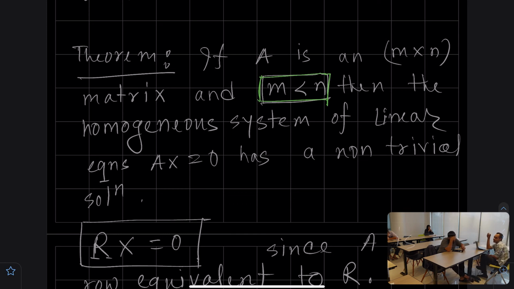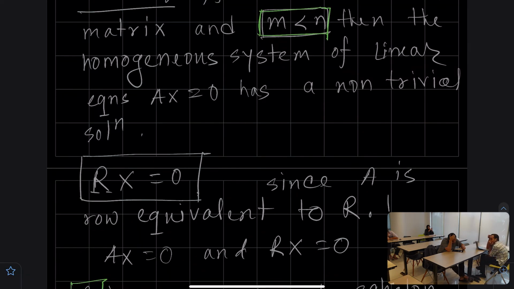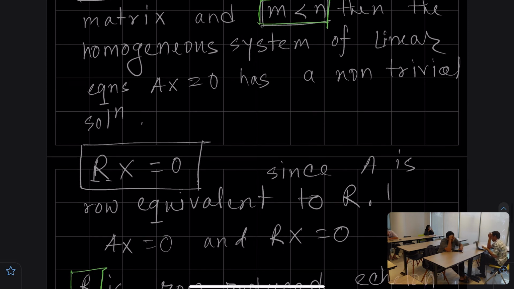That means that there is at least one free variable in that system. So you can write the leading variables in terms of that free variable, and that's why there is a non-trivial solution in this system Rx equal to 0. And since A is row equivalent to R, that means Ax equal to 0 also has the same non-trivial solution that Rx equal to 0 has, right? Is that clear? Okay.